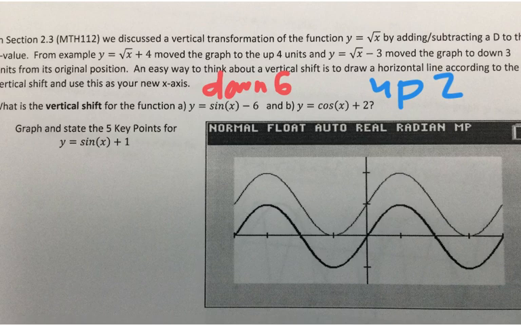Okay. Here, we're adding 1. So I need to add 1 to all of these y values. So instead of (0, 0), I'm at (0, 1). Instead of (pi over 2, 1), I'm at (pi over 2, 2). (Pi, 0) becomes (pi, 1). (3 pi over 2, negative 1) becomes (3 pi over 2, 0). And (2 pi, 0) becomes (2 pi, 1). And this is what it looks like graphically if I shift the graph up 1.